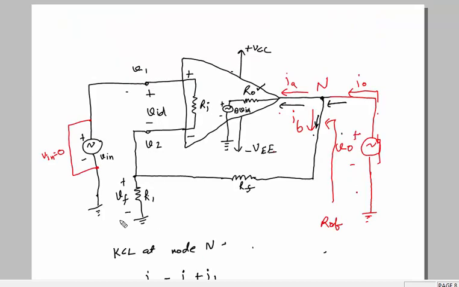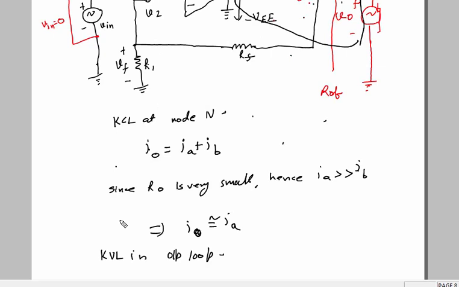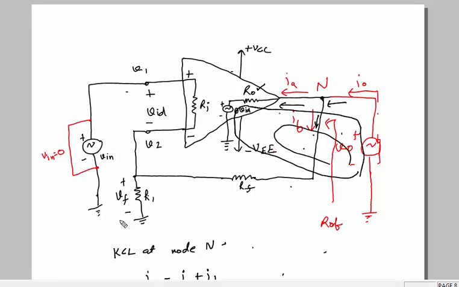Now after establishing this, if we apply KVL at the output loop, what can we write? This is the output loop here, so we are going to apply KVL here. Plus V naught, minus IA into R naught, minus A VID equals 0. So, KVL in the output loop: plus V naught minus IA into R naught minus A VID equals 0. We have got it.